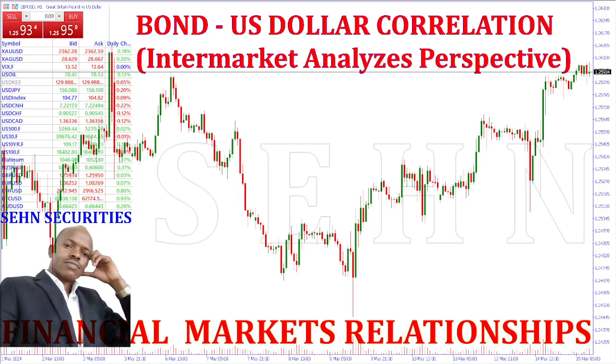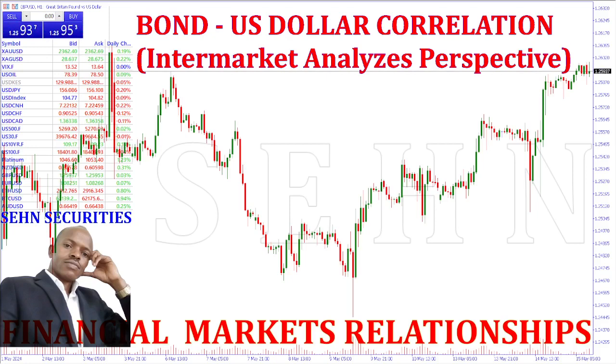Conversely, when bond yields fall, it often indicates a weaker economy or expectations of lower interest rates. Typically, lower interest rates make US bonds less attractive to foreign investors, reducing the demand for the dollar as investors look elsewhere for better returns. This decreased demand for the dollar often leads to its depreciation.